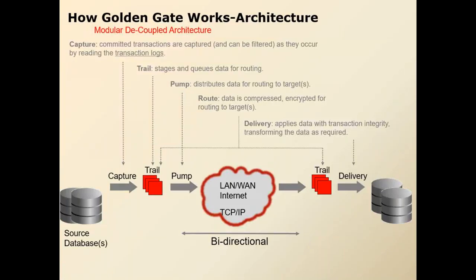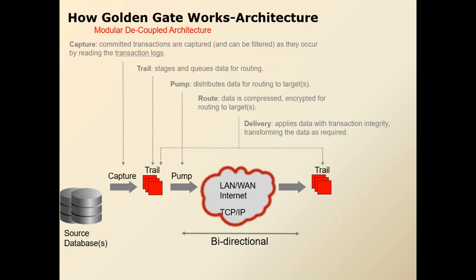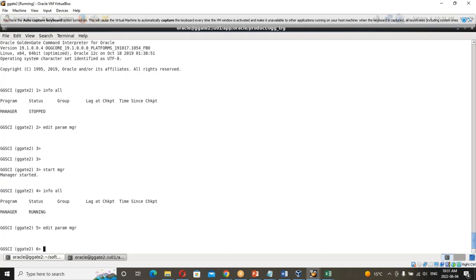So just to answer Anjali's question quickly, I won't go into detail because I'll go into detail when we set up the pump. There is one more option you provide in the manager parameter file, which is the dynamic port list. If you are using GoldenGate in your environment, you must have seen one along with port. You can also provide the dynamic port list option, like you can provide a range, like 7811 to 7822. What is that? Let me explain why the dynamic port list is used.